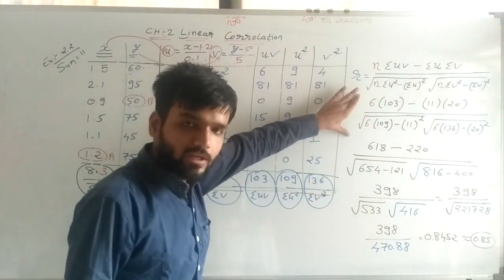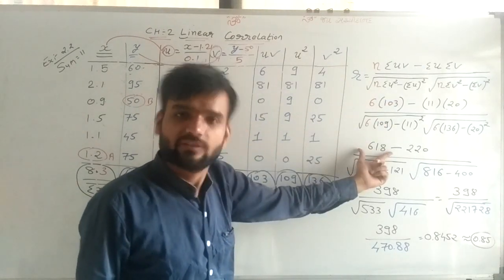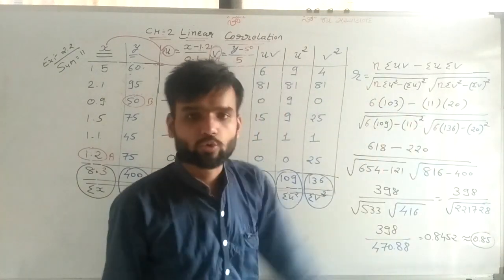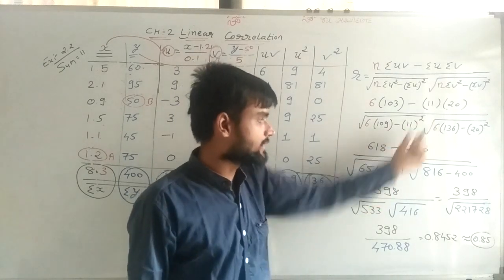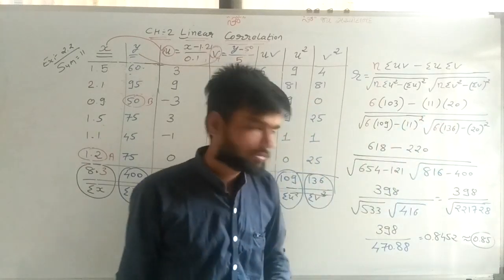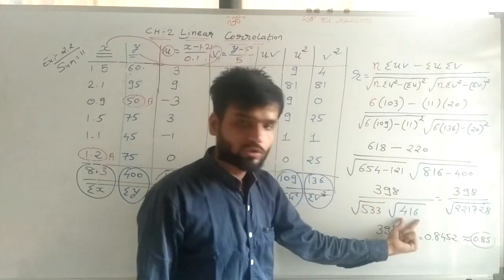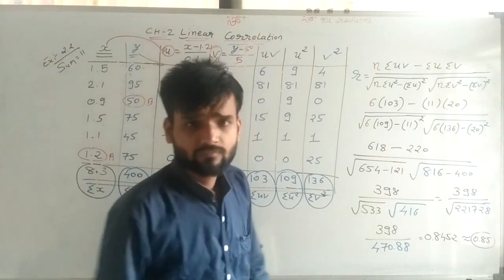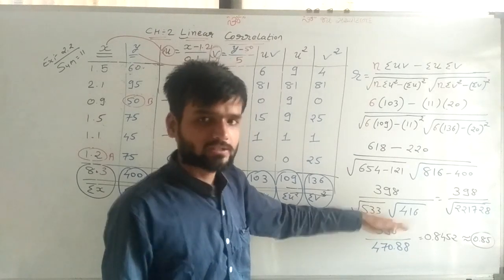Now, after that calculation, 6 into 103 is 618, minus as it is 11 into 20, 220, divided by the multiplication of these two, write the answer, minus as it is 11 square, root sign as it is. Same way here, calculation. Now take the deduction of both. From here you can calculate the sum in two ways.